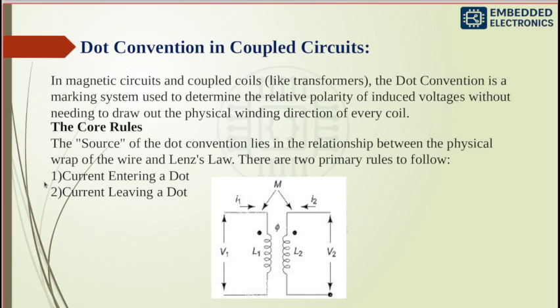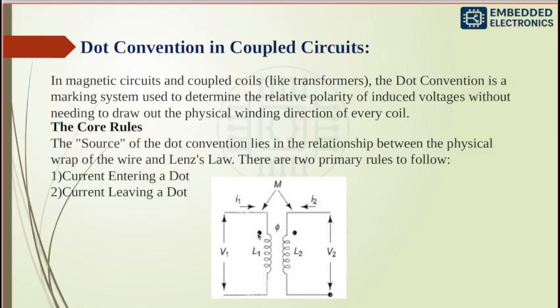Here you can see the diagram. If current enters the dotted terminal of one coil, it induces a voltage in the second coil that is positive at its dotted terminal. Current leaving a dot means if current leaves the dotted terminal of one coil, it induces a voltage in the second coil that is negative at its dotted terminal. So these are the core rules.